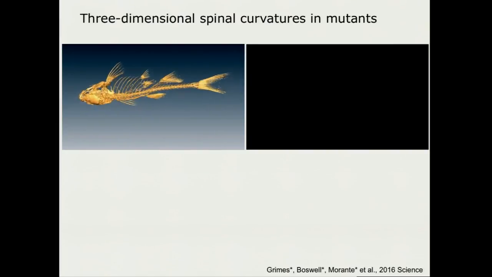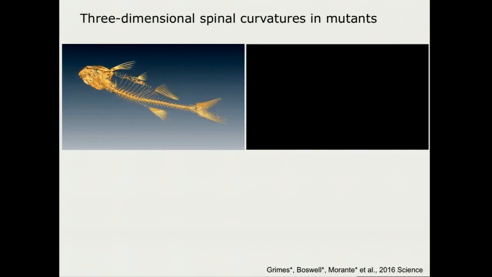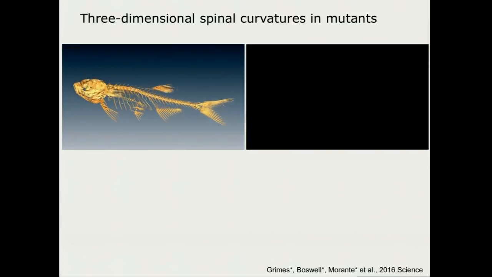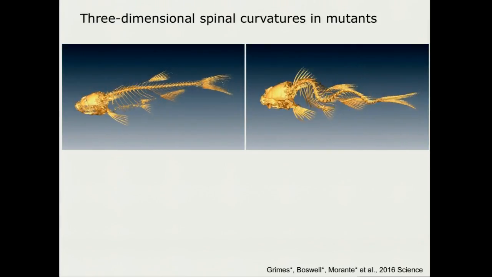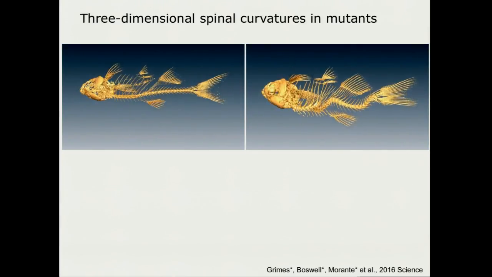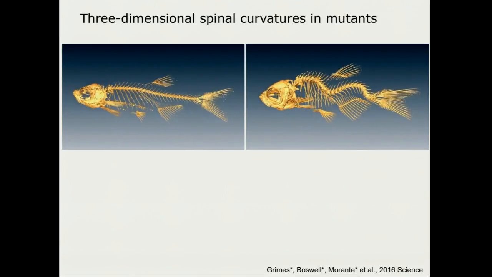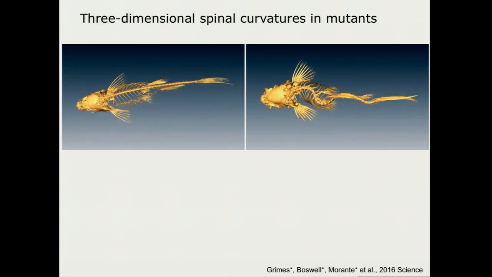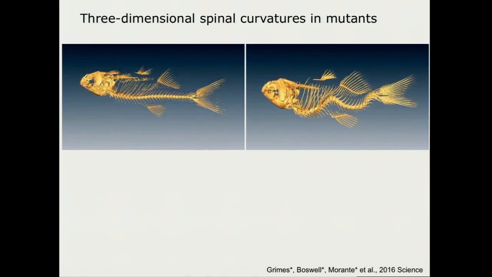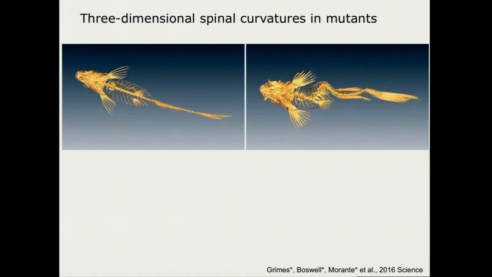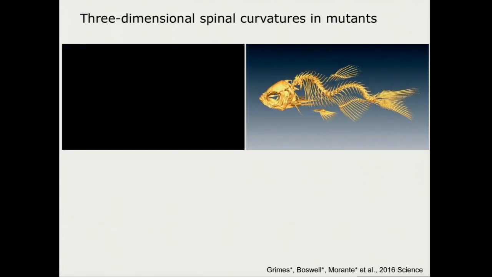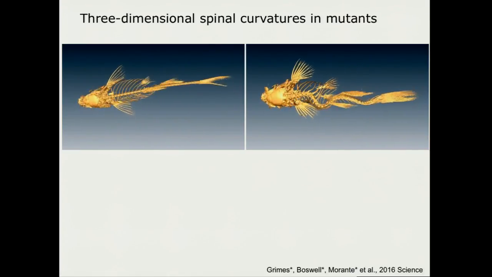This is a normal control sibling. You can see the skeleton, in particular, the very straight spinal column. Whereas in our temperature-shifted mutants, we're seeing these very profound three-dimensional spinal curves. Now, the question we had at this point was, is this phenotype specific to the C21orf59 gene, or is it generally a consequence of loss of cilia motility?